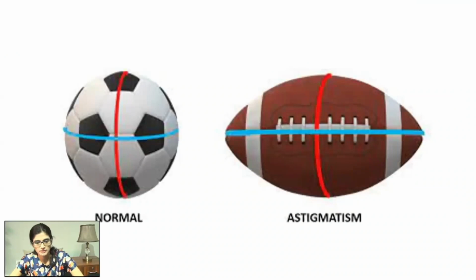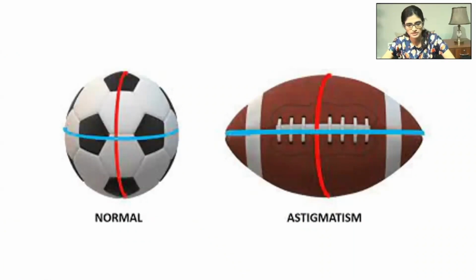It can be explained through these balls. One is a football and the other is a rubber ball. The football is a perfect sphere, so all the meridians or axes have the same curvature. But if you take a rubber ball, you can see that the vertical curvature is steeper than the horizontal curvature. So if these were lenses, the rubber ball would have more convergence in the vertical axis than the horizontal axis, whereas the football, if it was a lens, would converge all the light rays in the same spot.